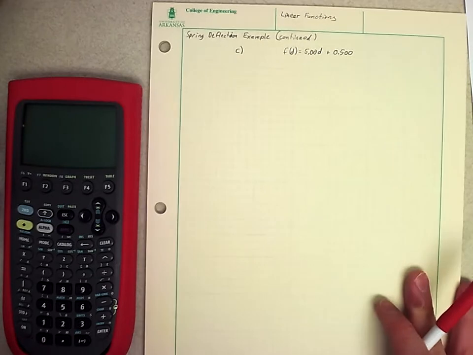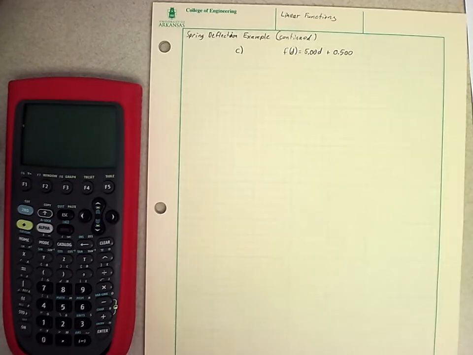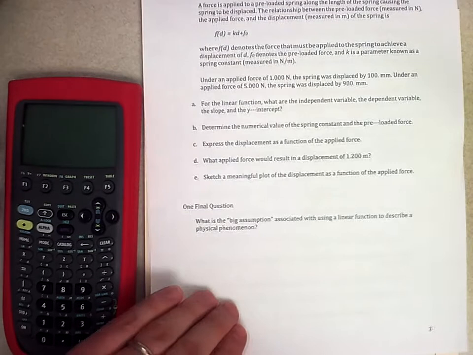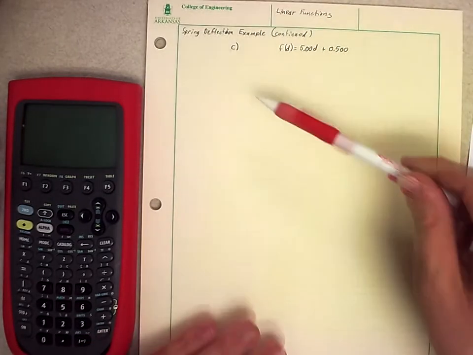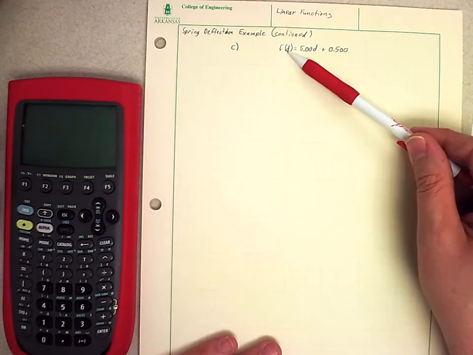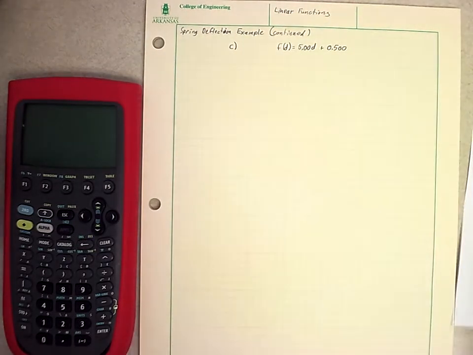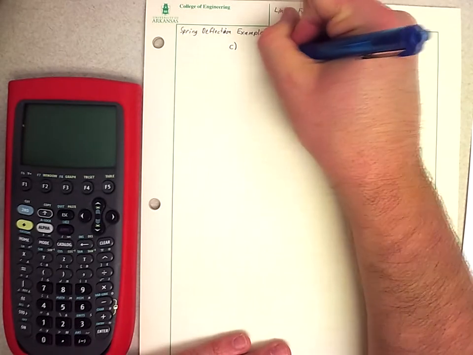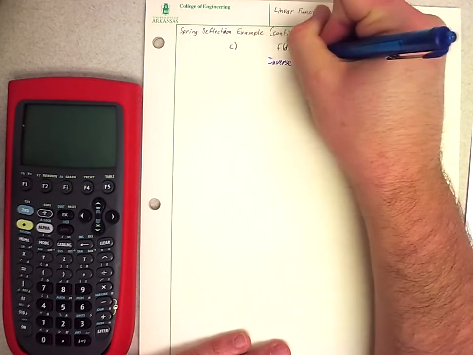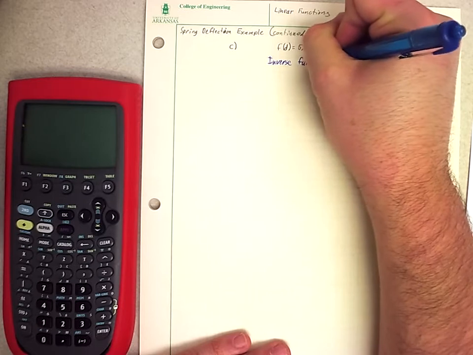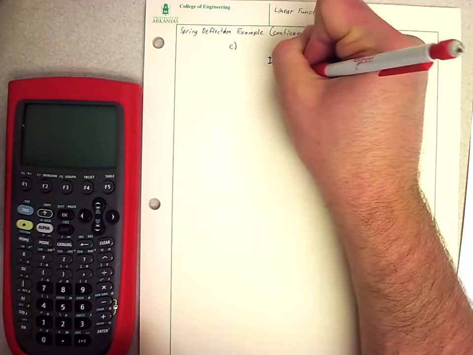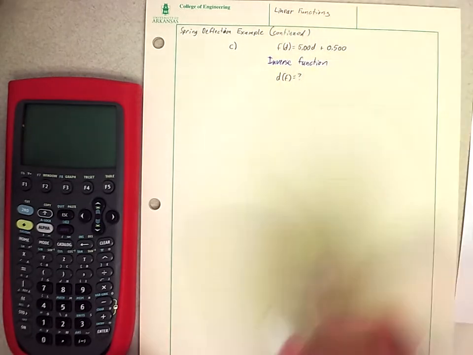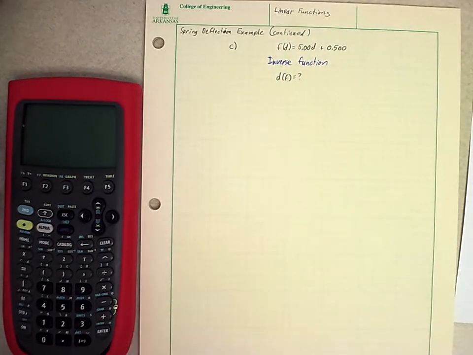Okay, so we start setting up on our next page for part C. It wants us to express displacement as a function of the applied force. So what we have from our function is the applied force as a function of displacement. What it's asking for is what we call the inverse function. So we want d as a function of f. What is that? So how do we do that? Well, we do that by solving for d in terms of f.